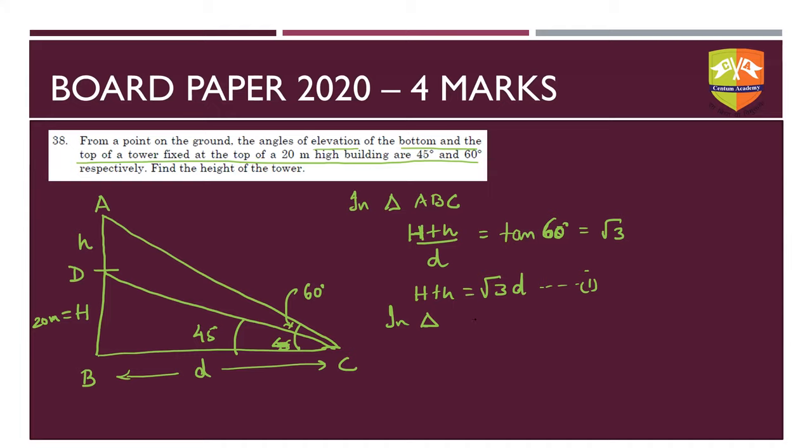Okay, now H plus h is root 3 D. And in triangle DBC, what do we have? H upon D is equal to tan of 45 degrees, which is one. So clearly H is equal to D.